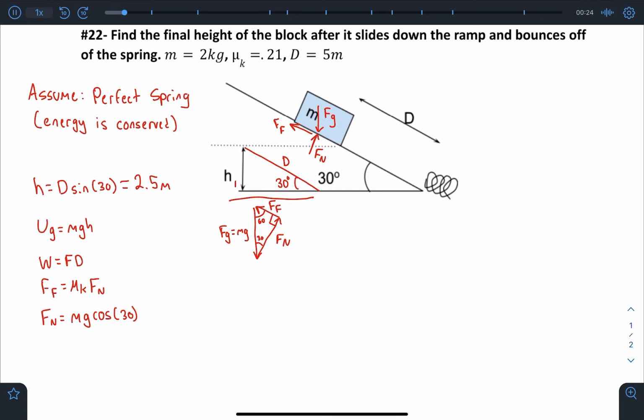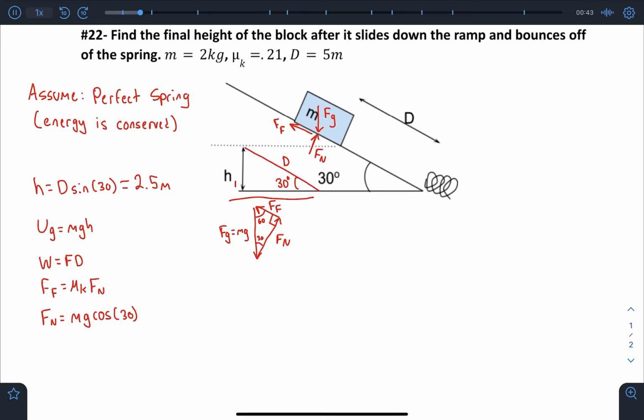To approach this problem, we can first draw out some of the forces that are acting on the block. So we've got our frictional force, which is going to be opposite the direction of motion. We've got our normal force, which is perpendicular to the surface the block is sitting on. And we've got our force due to gravity, which is going straight down.